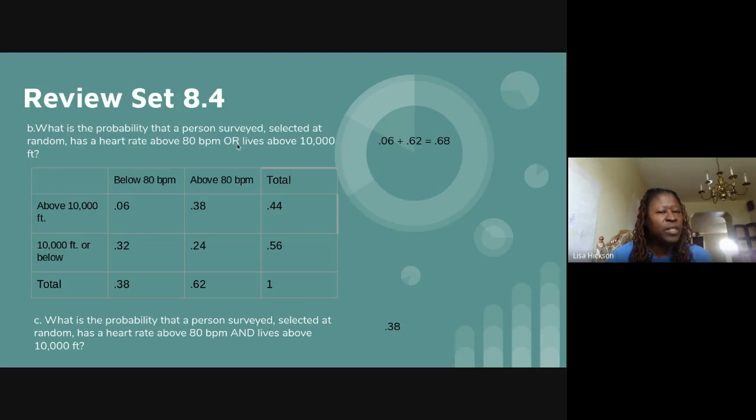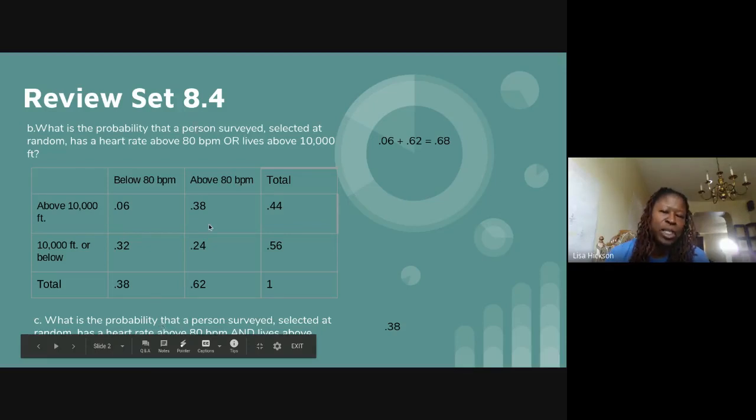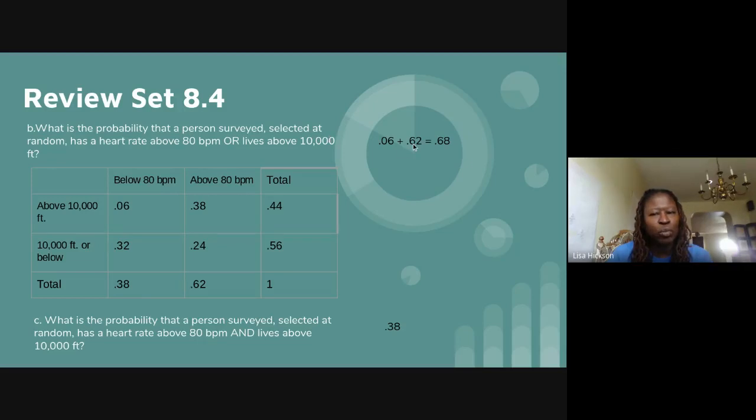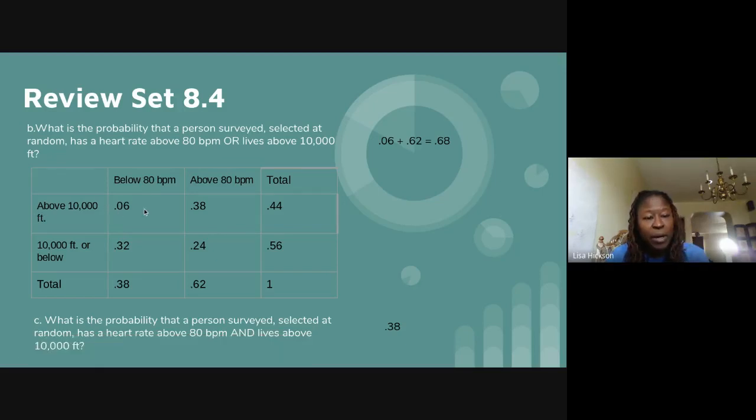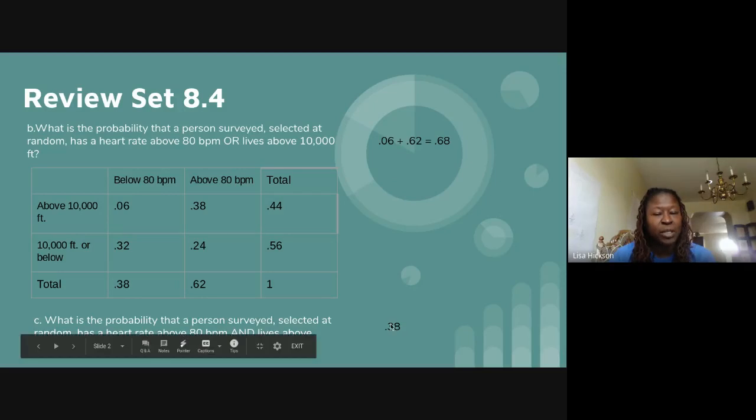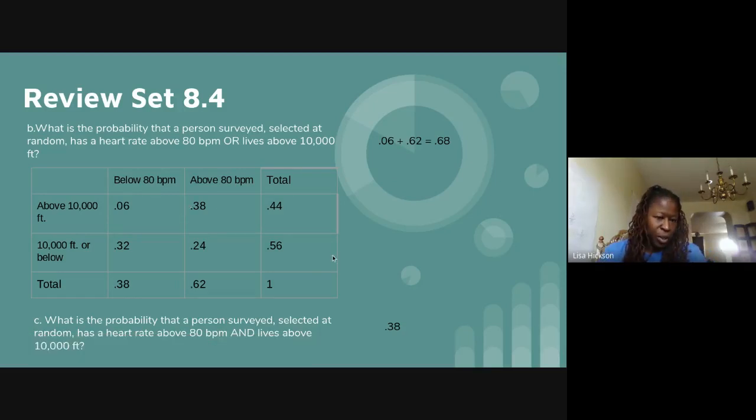All right, so see, the difference between B and C, or the second portion of the problem and the third portion, is here it's or. So you have to look at both situations. But here it's and. So you go to, where do they meet? So we come across here above 10,000 feet. We come down here above 80 beats per minute. This is where they meet, just like plotting a point. Okay? So here is the meeting point. Because it is an and, you don't have an add. It is what it is. They meet right here. That's the answer. So type that one in for number 3.